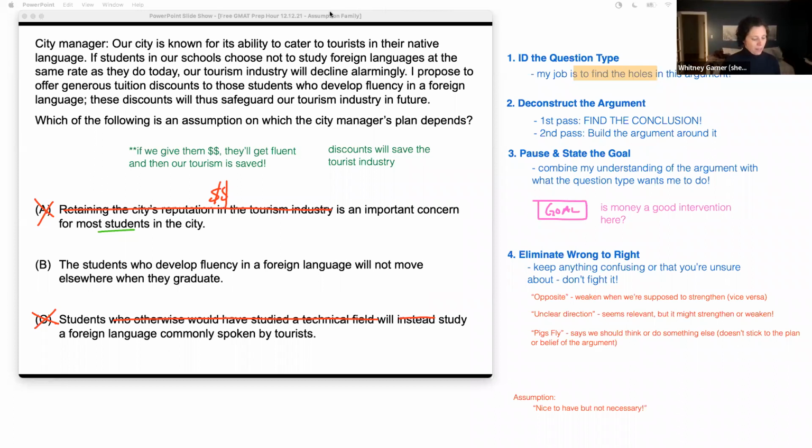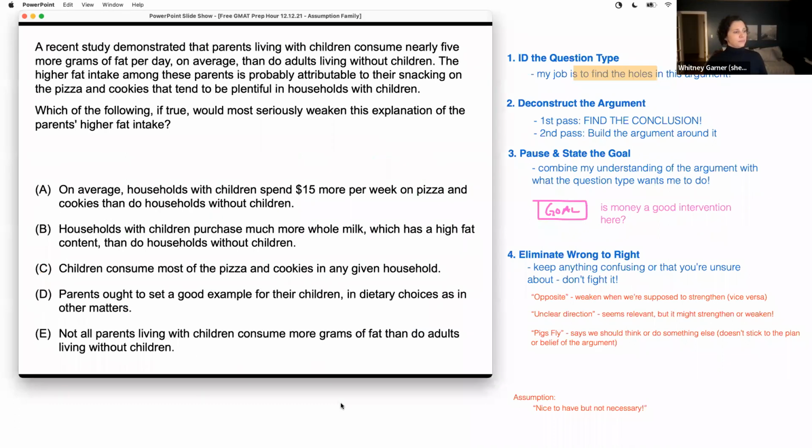So let's apply all of these things with one more example. Here we go. I'll give you the full count up clock. So normally we would take about 2 minutes, and up to about 2.5 minutes for these on test day.